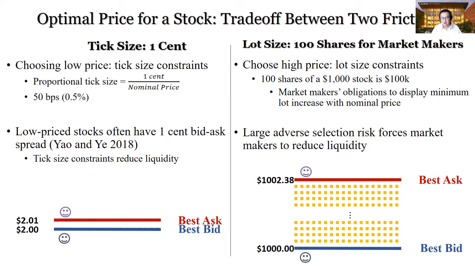Why? Because for most market makers, you need to display at least one minimum lot, which is 100 shares. So 100 shares of $1,000 is $100,000. The market makers' obligation to display the minimum lot increases with nominal price. So if you get sniped, just as Marius presented, that will increase adverse selection risk. So market makers again will reduce liquidity because of the large lot size.